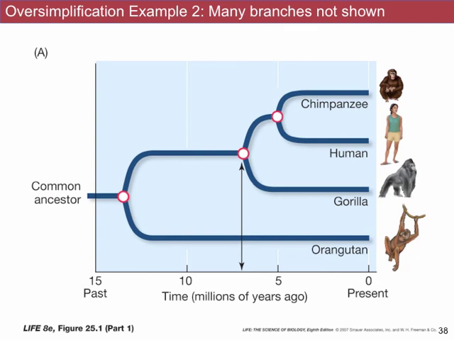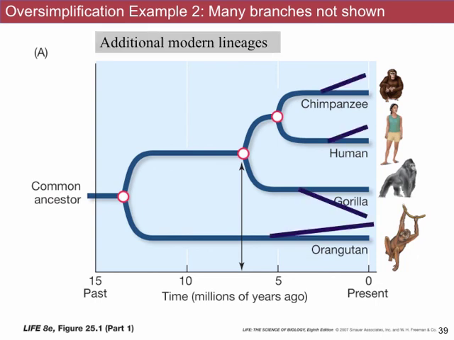So, for example, if we take this tree with chimps, humans, gorilla, and orangutan, in reality, there actually are multiple other lineages of these organisms. There are at least, according to many people, 2 or maybe even 3 species of chimpanzee. Depending on whether you like other people or not, you might say there are multiple species of humans around.